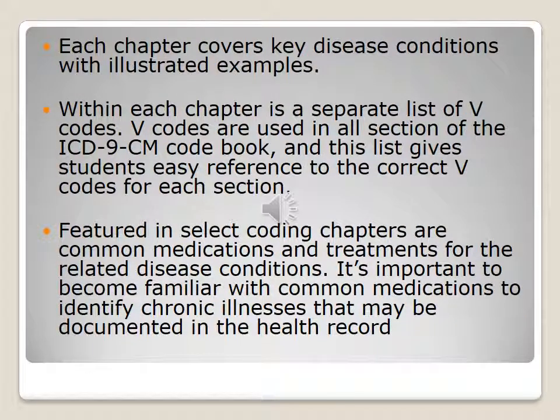Each chapter covers key disease conditions with illustrated examples. Within each chapter is a separate list of V codes. V codes are used in all sections of the ICD-9-CM codebook, and this list gives students easy reference to the correct V codes for each section. Featured in select coding chapters are common medications and treatment for the related disease conditions. It's important to become familiar with common medications to identify chronic illnesses that may be documented in the health record.